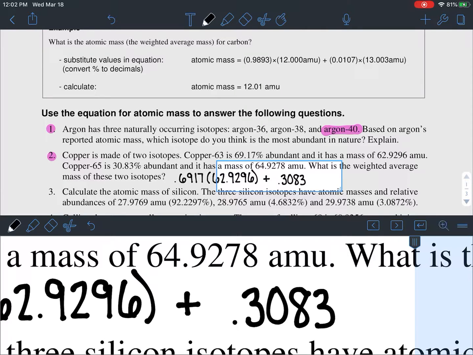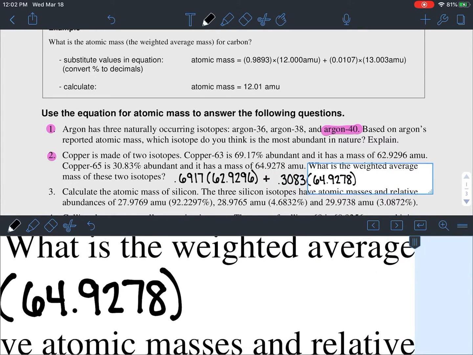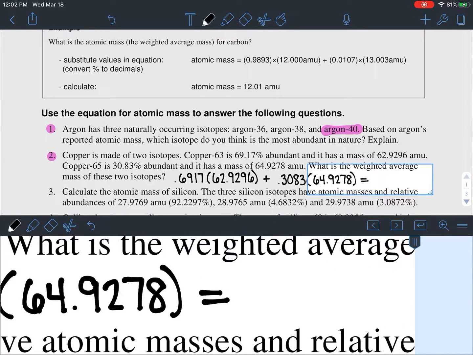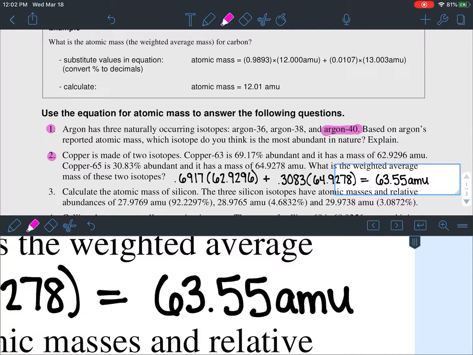so 0.3083, and that average atomic mass is 64.9278. When I plugged that into my calculator, I got an answer of 63.5456 AMUs, so I will round that to 63.55 AMUs. You will be getting a copy of the answer key along with this assignment that you can look at before you actually do the quizzes.